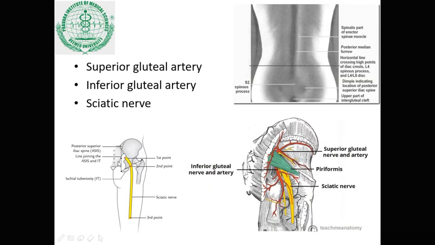Now for the sciatic nerve, we are going to make two lines. A line joining the posterior superior iliac spine and the ischial tuberosity. First point is 2.5 centimeters lateral to the midpoint of the line joining the anterior superior iliac spine to the ischial tuberosity. The second line is joining the ischial tuberosity to the greater trochanter, and the midpoint of that. So from here, the sciatic nerve enters into the gluteal region.